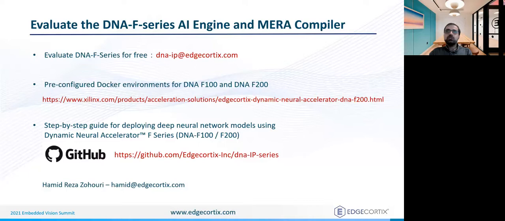In summary, today we demoed the Dynamic Neural Accelerator F-series AI engine and the MERA compiler, which are currently available for FPGAs, enabling high-performance computer vision applications on edge servers and embedded FPGAs.